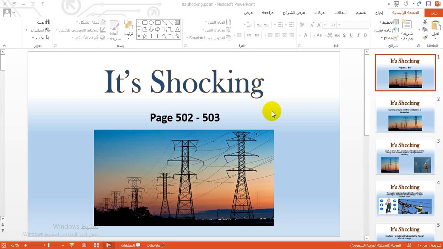So today we will start with a new unit, which is unit 10, and this is the first lesson that we will take in unit 10. Okay guys, page 502 and 503. Open your book now please with me, page 502, 503. I think this image is familiar to all of the students here. I think all of you remember this image exactly.